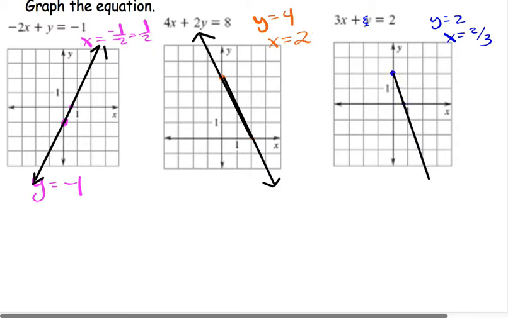Another way to do that if you want to be more accurate would be to solve for y first and then plot and go from there. But finish that off with some arrows because lines go forever, and those are done.